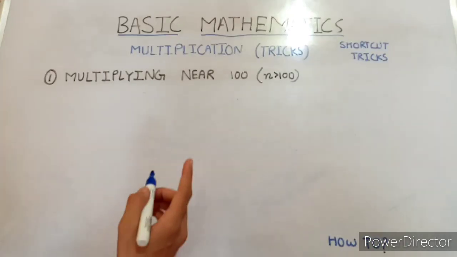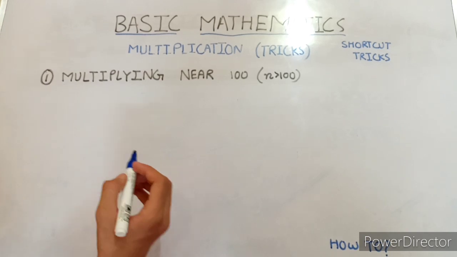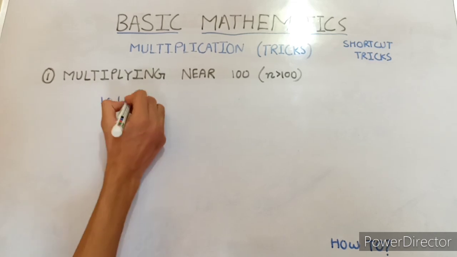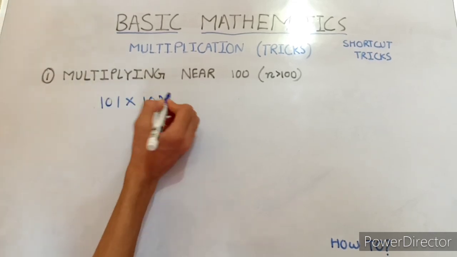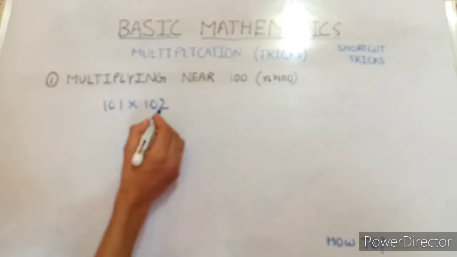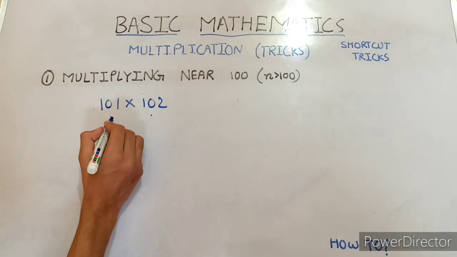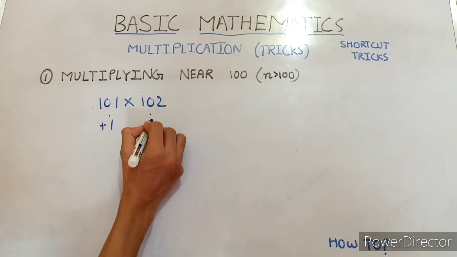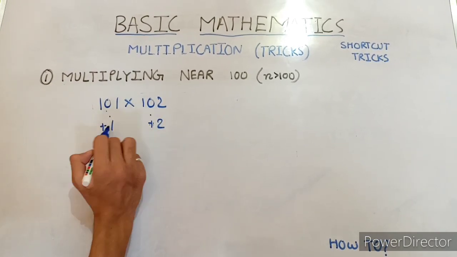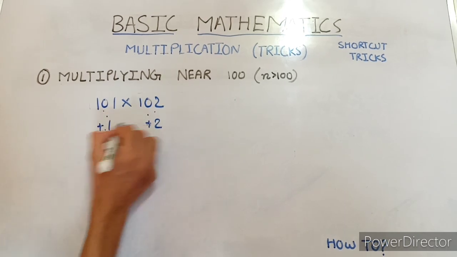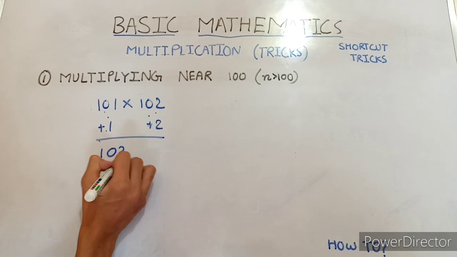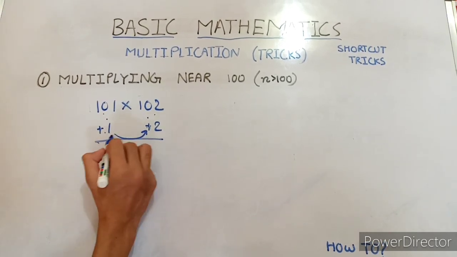Now let us see what we have to do when the number is greater than 100. Let us take an example: 101 into 102. Now the trick is that first you have to see how much 101 is greater than 100 and how much 102 is greater than 100. So 101 is plus 1 and this is plus 2. Then add 2 to 101, or add 1 to 102. So you will get the answer as 103, and then multiply these two numbers.